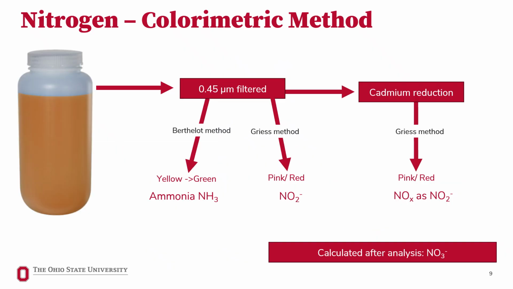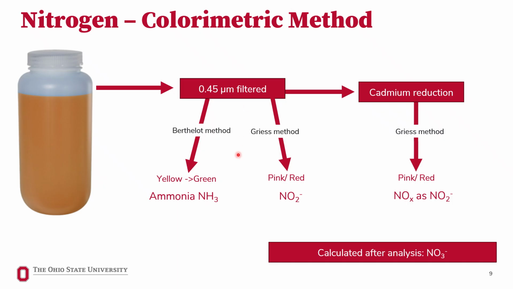Once we have filtered our sample, there are several different colorimetric methods that can be used, meaning we will use different reagents depending on the type of nitrogen that we want to analyze in our sample. The chemical reaction with specific reagents will create a color change reaction that is proportional to the amount of analyte in the sample, which then can be read on the spectrophotometer.